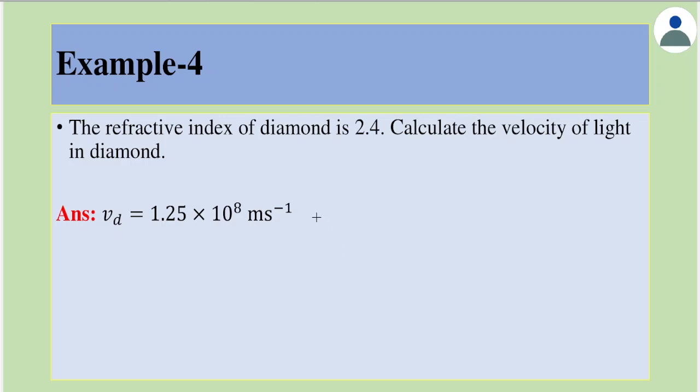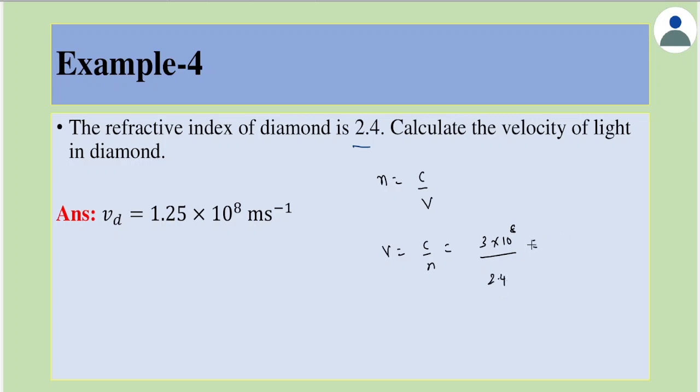Example 4 says the refractive index of diamond is 2.4. Calculate the velocity of light in diamond. It's the reverse of the previous question. Here the diamond's refractive index is given, and the question says find its velocity. So n is equal to c by v, or from here v is equal to c by n. C is a constant whose value is 3 into 10 power 8, and n here is 2.4.